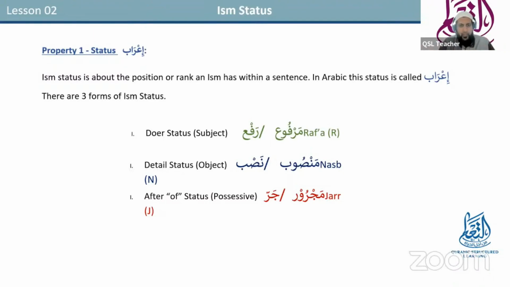Like I said, in Arabic, rafa' means the dua, but you can also say marfu', the one who is doing something. So when you add the mar in front, it's the one who is doing the rafa'. Nasab, in the same way, mansub is the one who's doing nasab, and majroor is the one who's doing jar. But for now, let's just say rafa', nasab, jar.